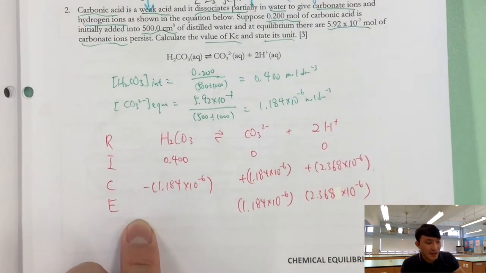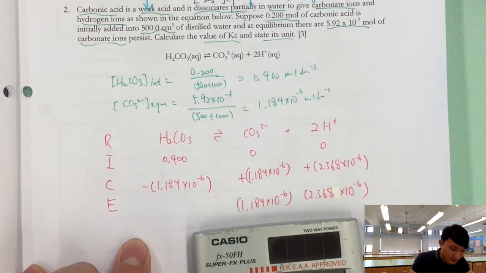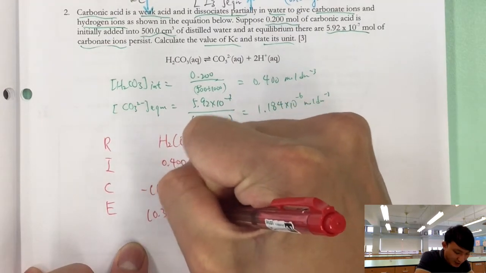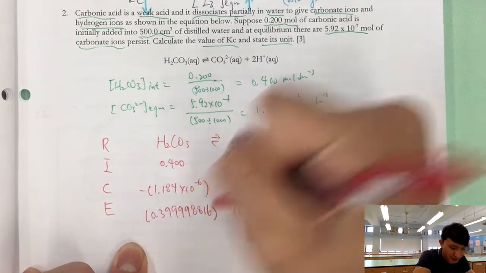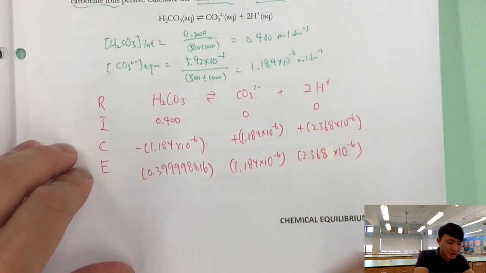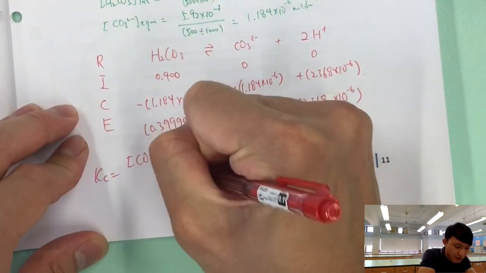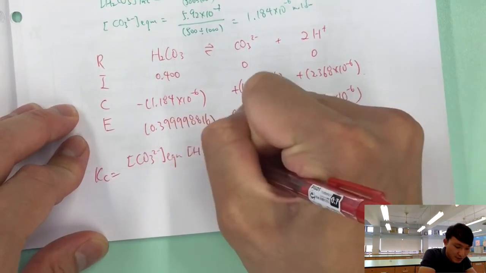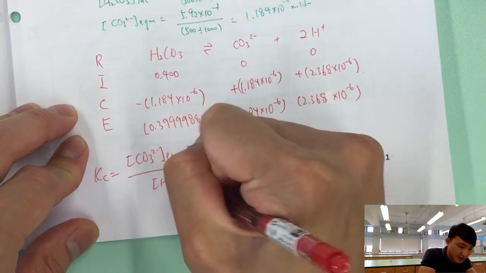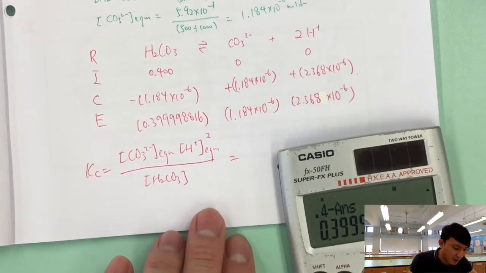Okay? Then you tap the calculator. 0.4 minus this one, you get, wow, 0.399998816. What a huge number. Okay? Now, the last step is simple. You just do Kc. Kc equals CO3 2- at equilibrium, H plus at equilibrium, remember square over here, divided by the concentration of carbonic acid. Okay, I'm not going to write it down. I simply tap the calculator myself.